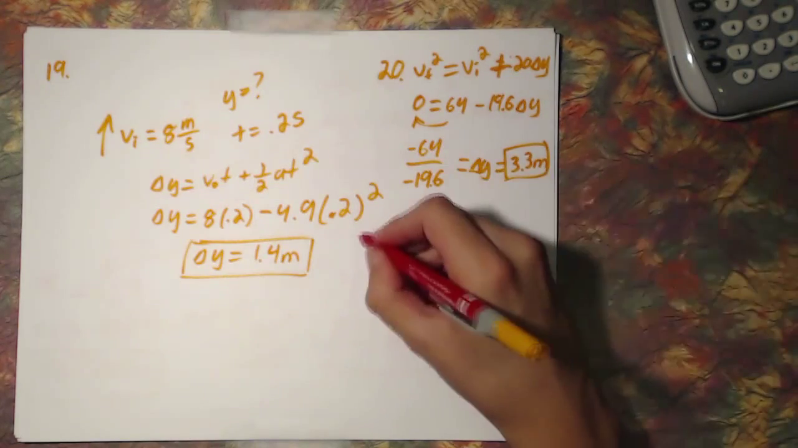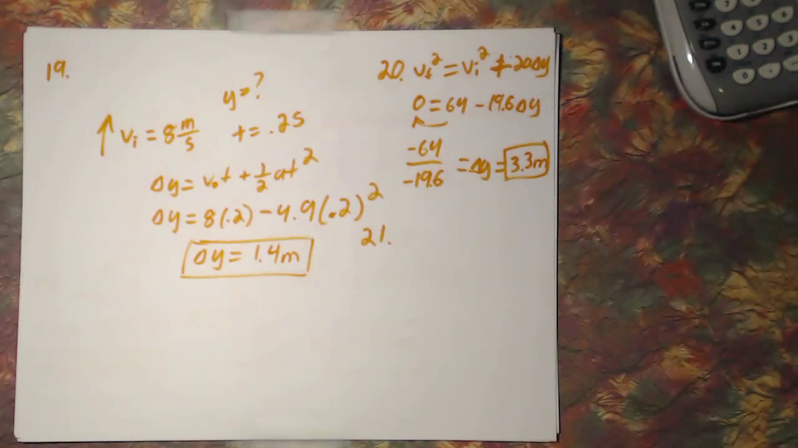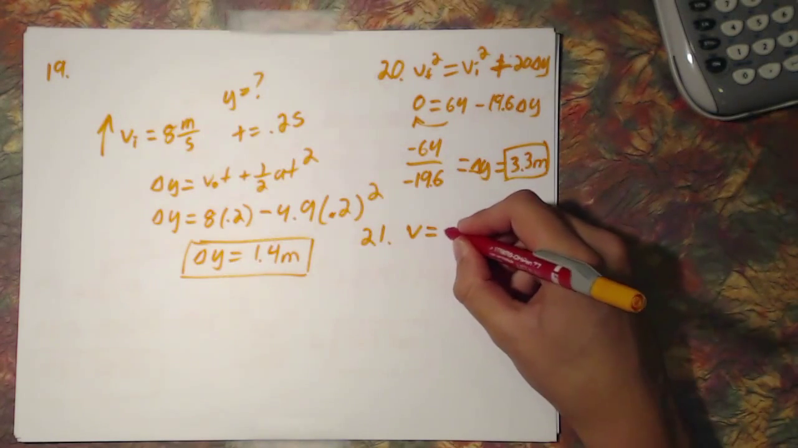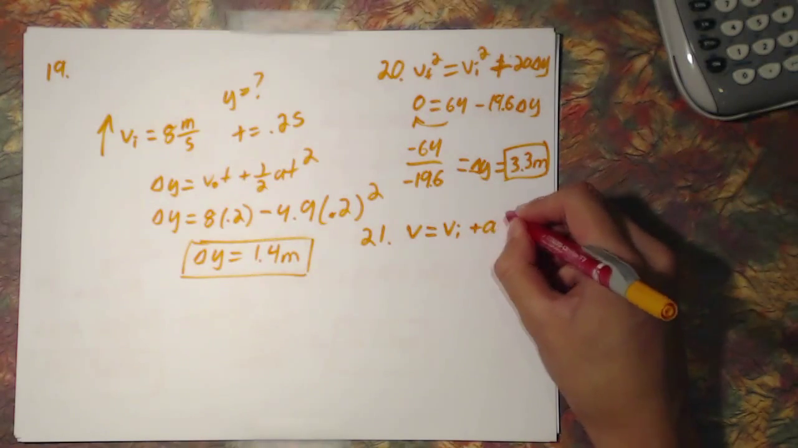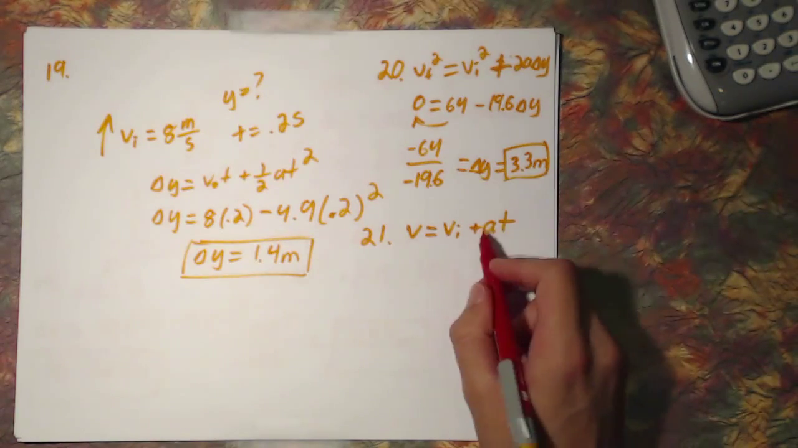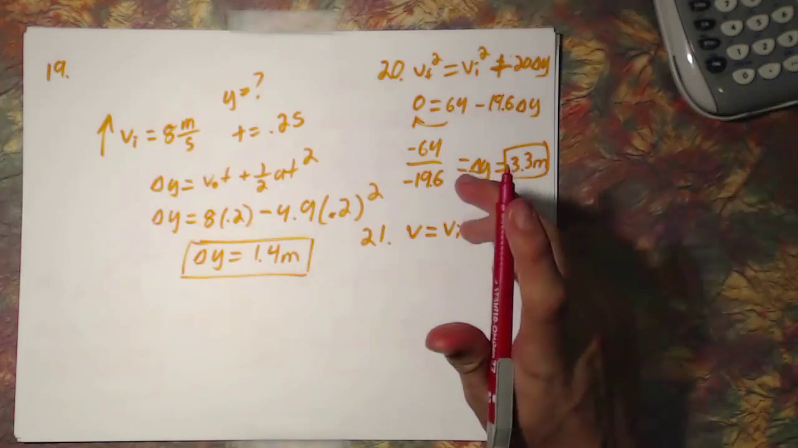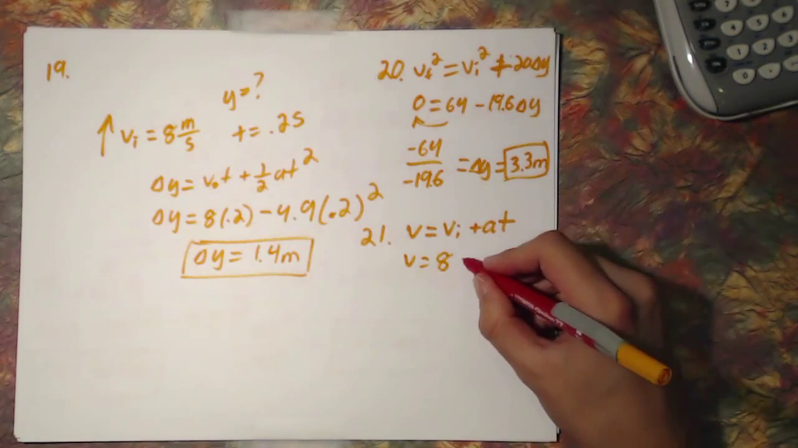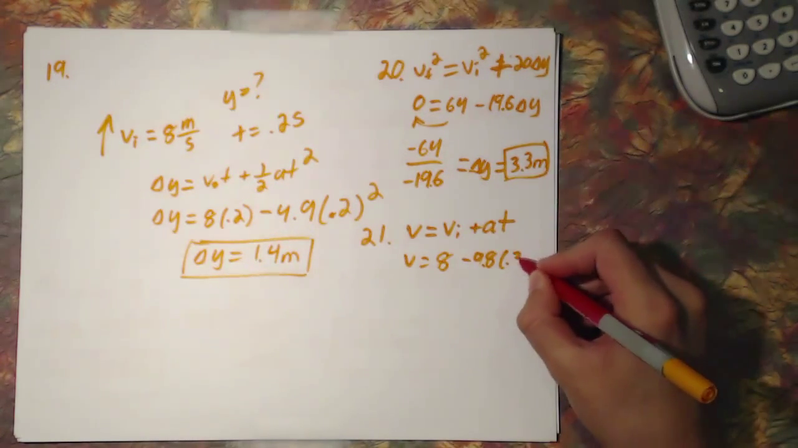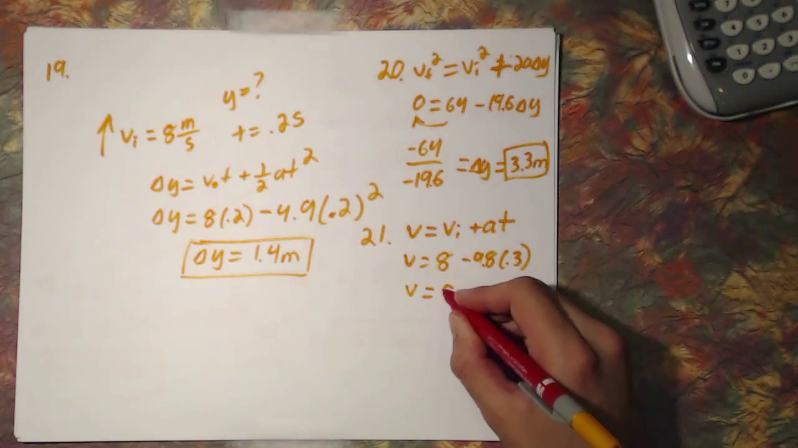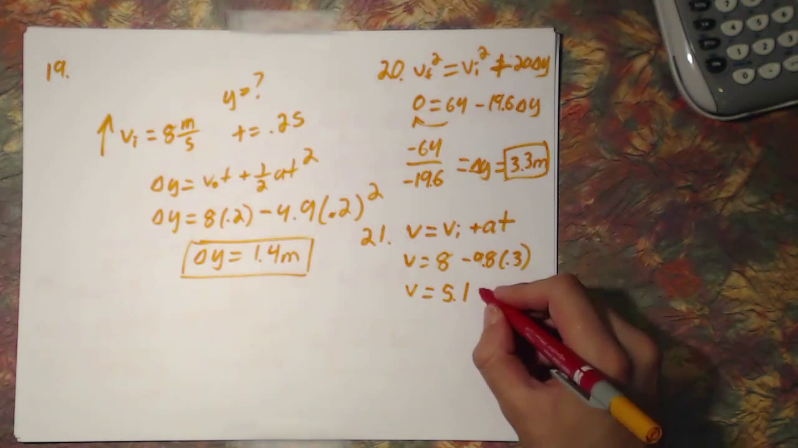Question 21 says, what will the vertical velocity of the penny be after 0.3 seconds? Okay, so we're going to do velocity equals v initial plus acceleration times time, because they're giving us a time, they want a velocity at that time, and we know our initial velocity and obviously our acceleration because it's vertical, so it's just gravity. So velocity equals 8, our initial velocity, minus 9.8 times 0.3. Plug it into your calculator, add it together, and you get velocity equals 5.1 meters per second.